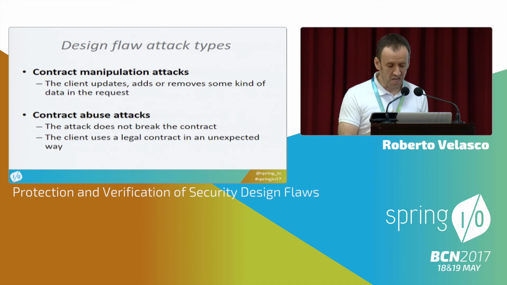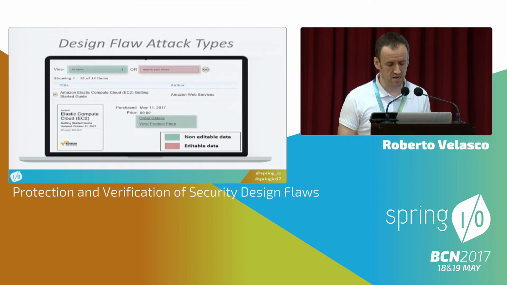And secondly, there is another one that we call contract abuse attacks, where the client is not breaking the contract. I mean, it's respecting the interaction contract offered by the server, but anyway, they are able to implement some attack, okay? Let's see an example to understand the idea.